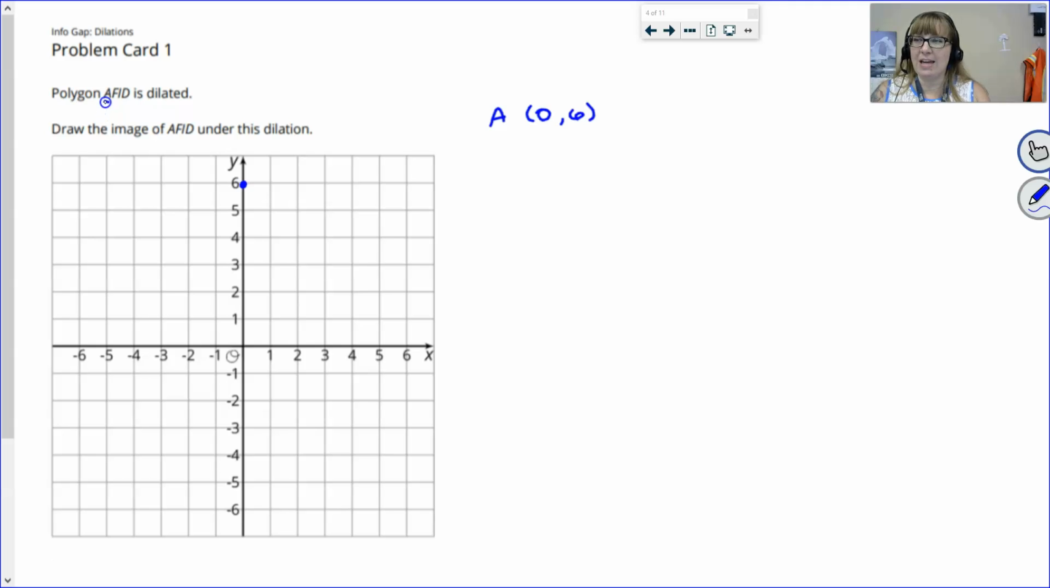Now you've taken care of A, we've got a few more problems to answer. The next question you might want to ask me then is, where is point F? And I would look at my data and I would see that point F has the coordinates of 6, 0.